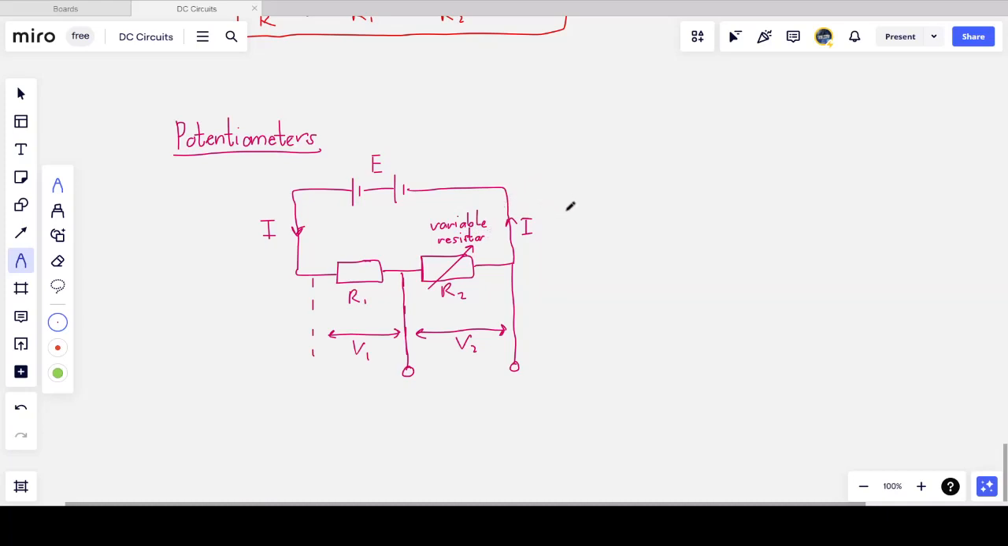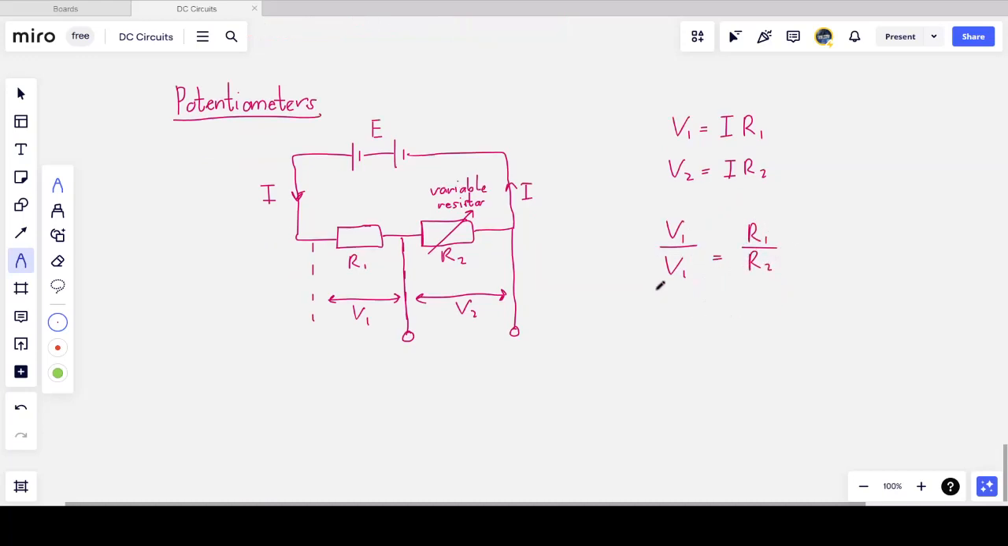So the reason why this circuit is special is because, well, let's do some mathematics, shall we? We love mathematics. V1 is I R1, and V2 is I R2. So if I take the ratio of voltages here, I can get rid of the current. I can divide both these equations. V1 by V2 is R1 by R2. Great. So the ratio of voltages is equal to the ratio of resistances.